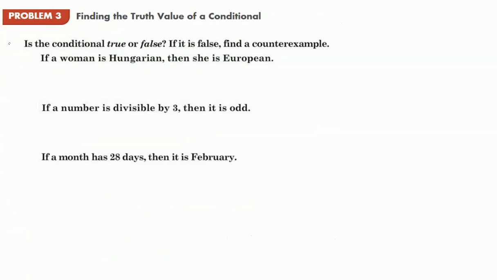Okay, for problem 3, we're going to find the truth value of a conditional statement. Is the conditional true or false? If it is false, find a counterexample. So let's go back to what a counterexample was. From the previous unit, a counterexample is something that makes the statement false. So we want to find out, is it true or false? If it's false, we need an example to prove that it's false. So let's start with the first one.